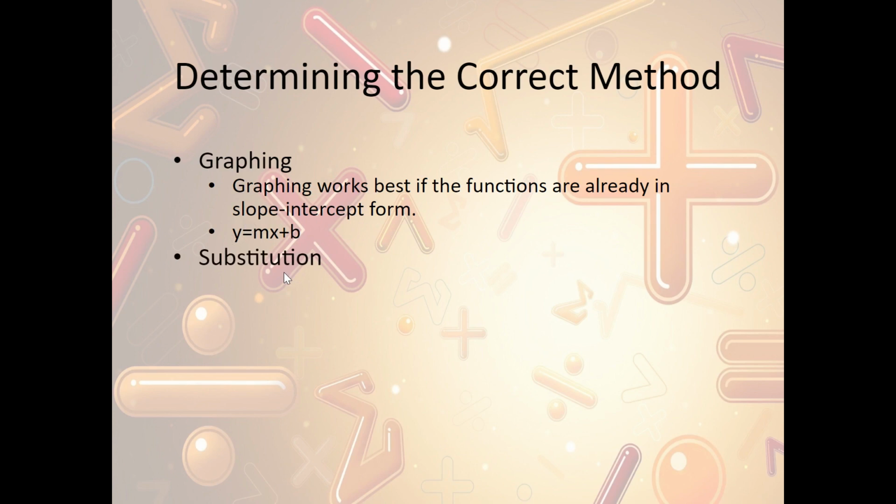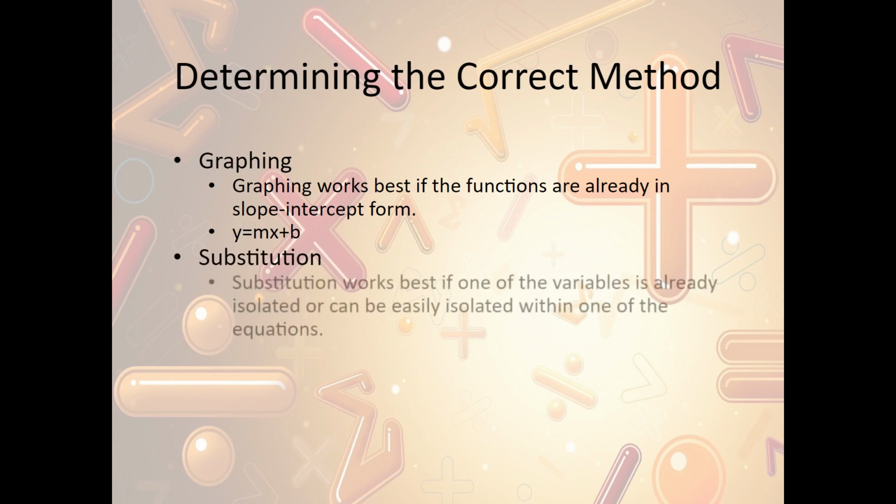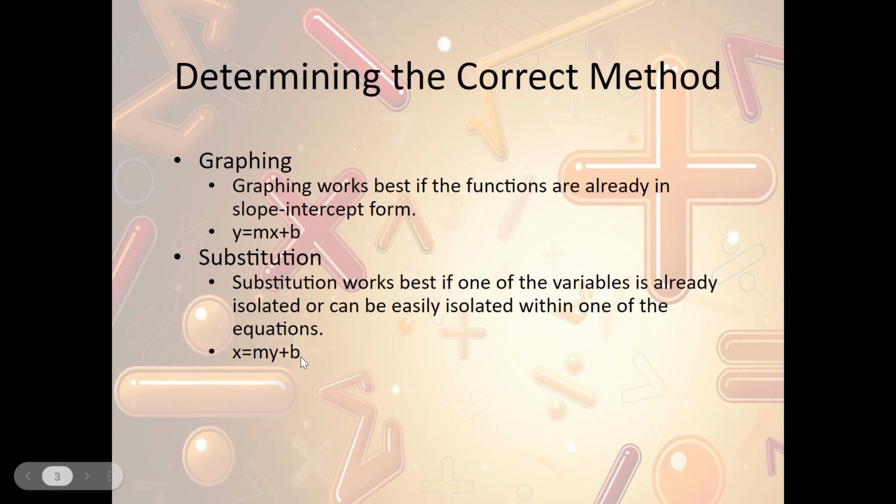Substitution is our second method. Substitution usually works best if one of the variables is already isolated. So we have y equals something or x equals something. If one of those is isolated already, then we can just take that value and plug it in. For instance, x equals my plus b.